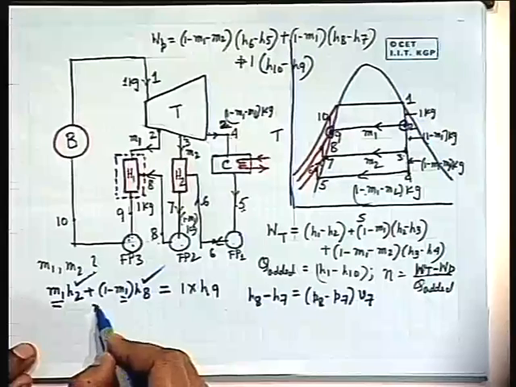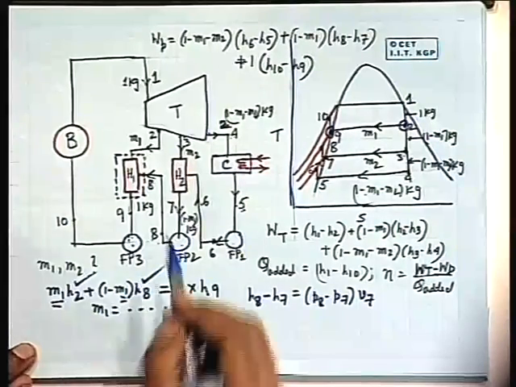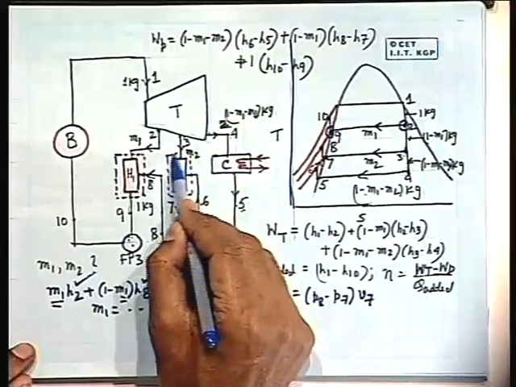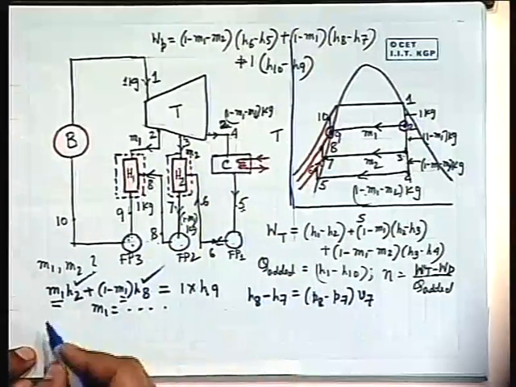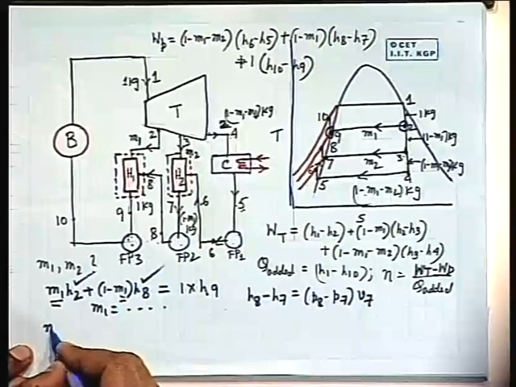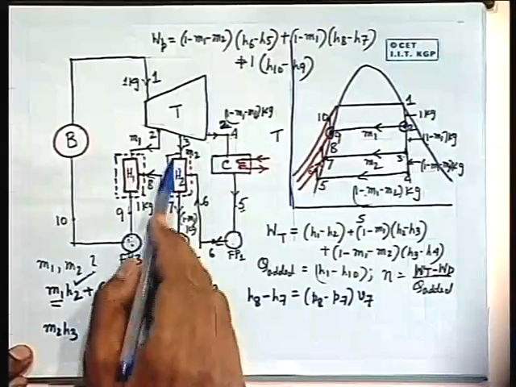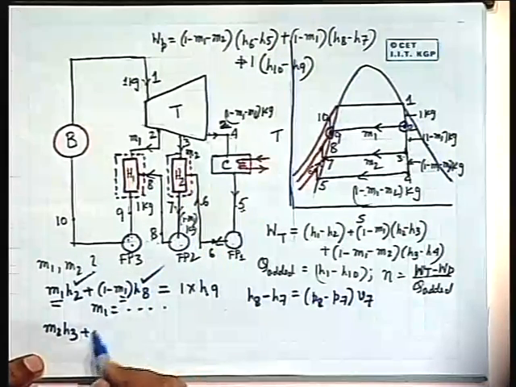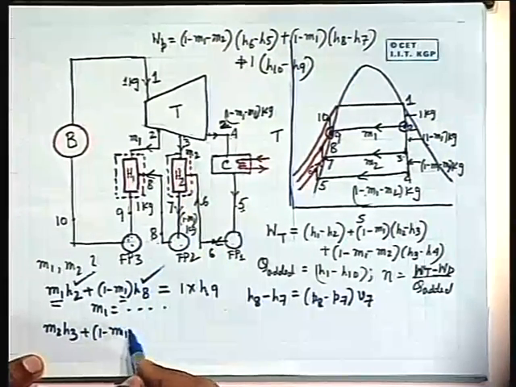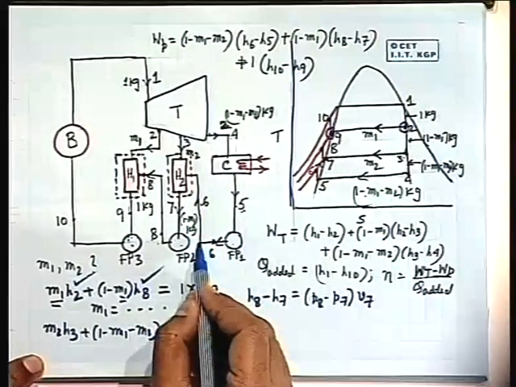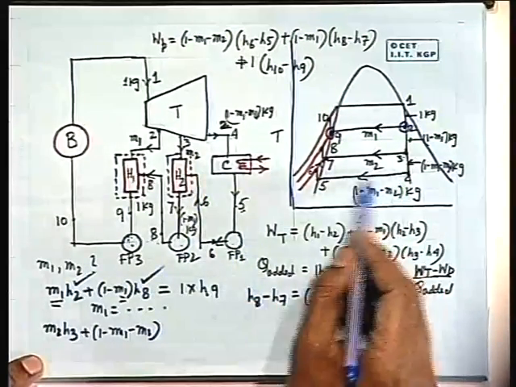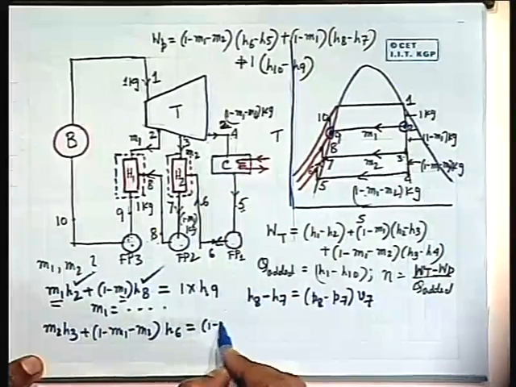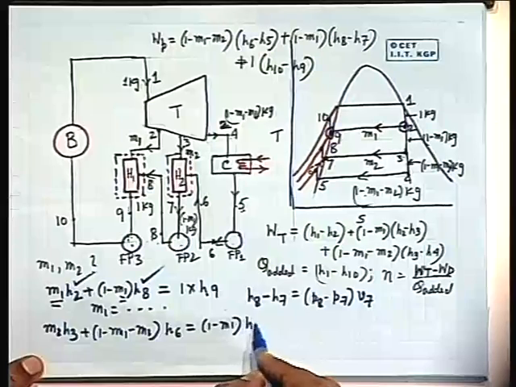So explicitly M1 is known. In a similar way I can find M2 by the energy balance of this heater, if we consider a control volume around this heater. Let us write this: M2 into H3. So this is the inflow. Another inflow is this one. What is this? The water amount is 1 minus M1 minus M2, which is coming at enthalpy H6, and the outflow is 1 minus M1 into H7.